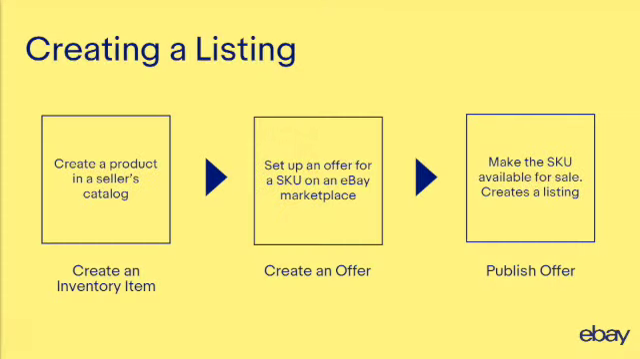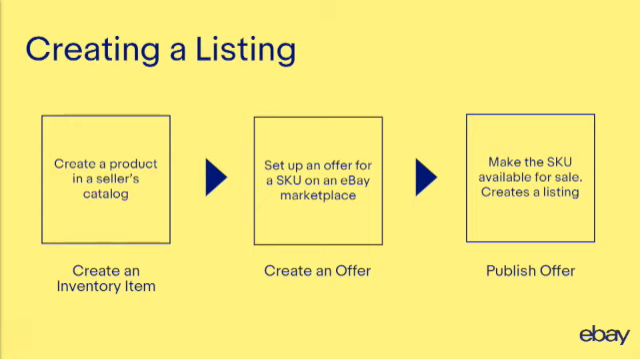So now that you've seen the API, let me do a quick demo of how to create a listing on eBay. There are various steps for creating a listing. The first is you set up your product catalog. You create your product on eBay. And once you've created a product, you tell us how you want to sell.